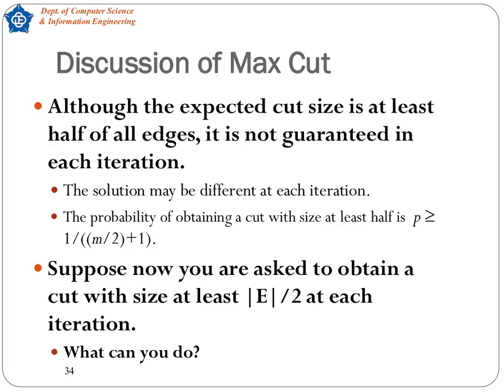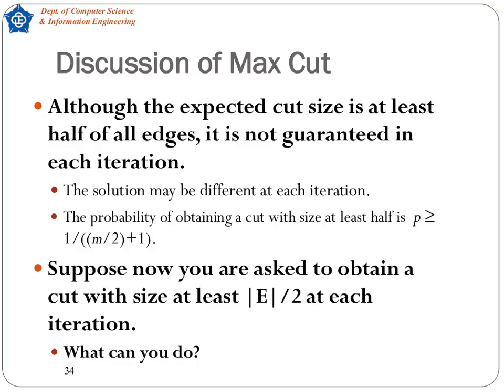So building on our discussion of the max cut problem and the randomized approach, we highlighted that the expected cut size is at least half the total number of edges. That sounds great, right? However, it's vital to remember that an expected value doesn't mean it's guaranteed in every single run or iteration of the algorithm. This means the specific solution we discover can actually vary quite a bit from one attempt to the next.